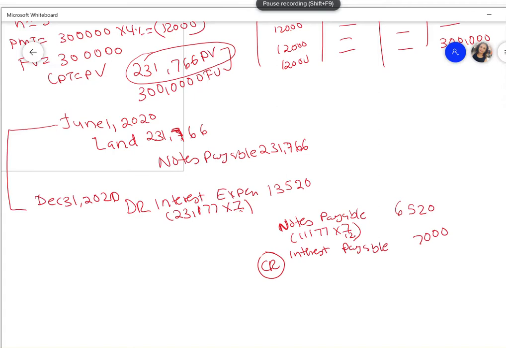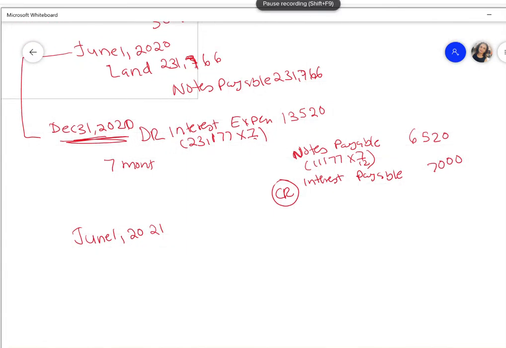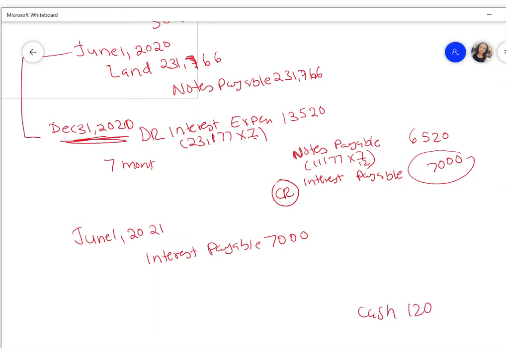That will be your first adjusting entry on December 31st, but our first payment is not due till June 1st, 2021. We already recorded the interest for 7 months. Now we're recording the interest for the next 5 months, and we have to get rid of the interest payable. So we debit the interest payable of 7,000, and we know we're going to make a first payment, that's cash of 12,000.